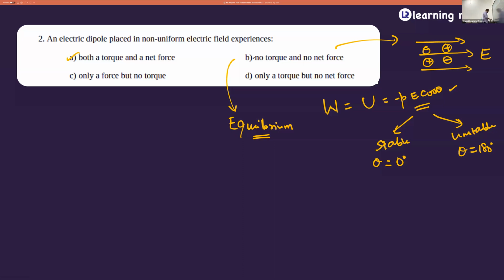I'm just trying to give you the meaning of other statements. Is that clear? Right. Only a force but no torque. When can this happen? There will only be force, but there is no net torque.